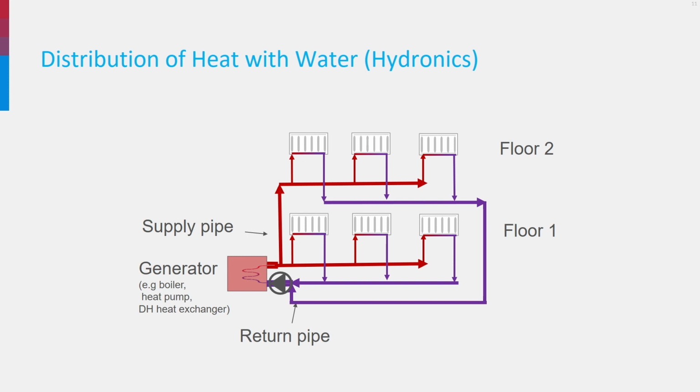There is a supply pipe in red and a return pipe in purple. This way, all radiators get the same temperature levels and can deliver the same quantity of heat. Even more branches are possible, like here we have 2 floors. In the case of a building with 5 floors, we would have 5 main branches.